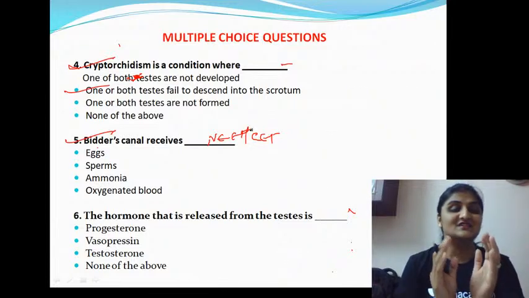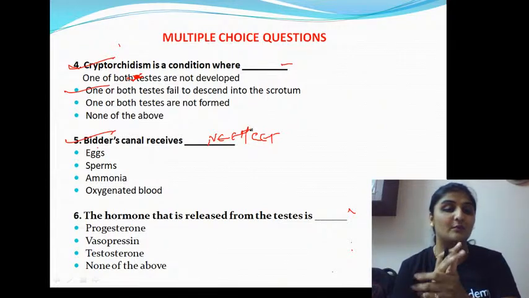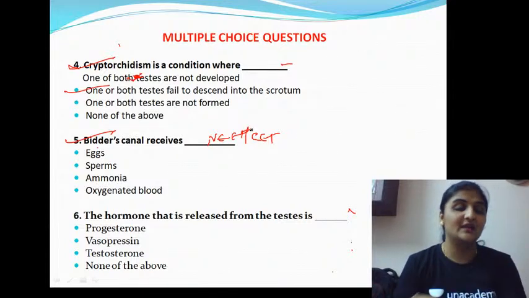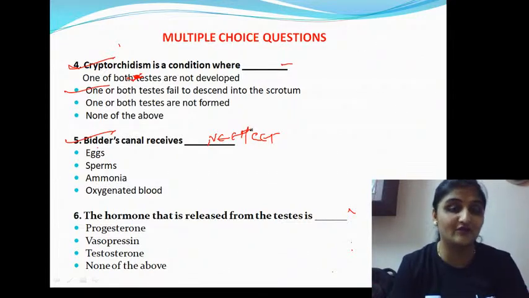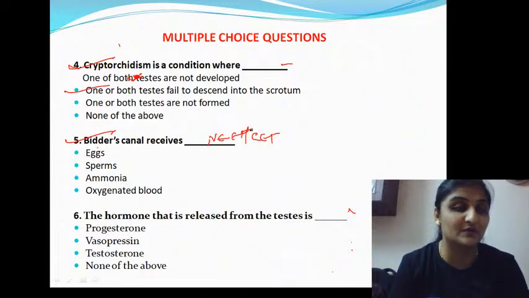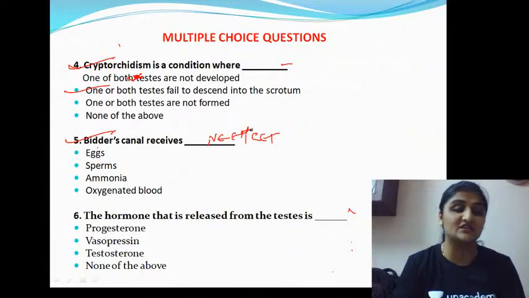So this is just a straight question. There is one important canal about which I will be teaching in detail in my batch course on the Unacademy platform. These are all concepts I clear there, right? But if you know, try to just answer me. Bidder's canal receives dash.